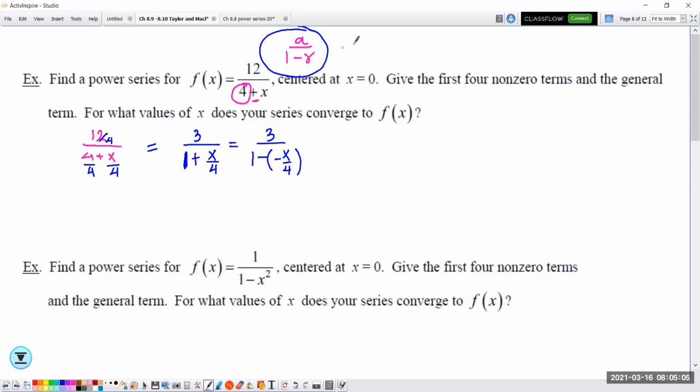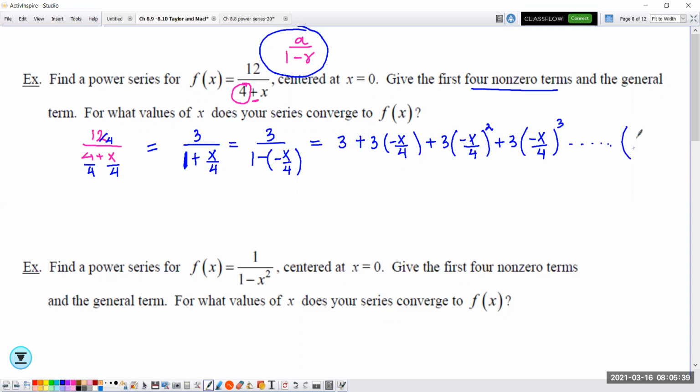Now, we know this geometric series is starting with, if I have to expand this, I can say that the first term is 3. And each time you multiply by the common ratio r. You can expand it. Ask question if any. First 4 terms: 1, 2, 3, 4. Do not simplify. The general term would still be 3 times negative x over 4 to the n. Any question?